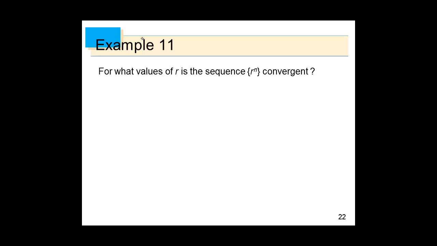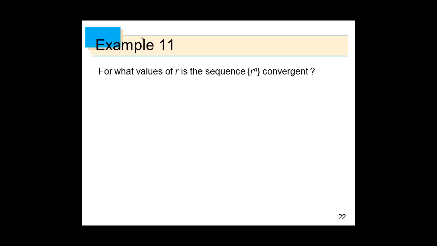Okay. Now, in this example, we will look at the sequence r to the n. Here, r is a fixed constant, okay? So the sequence is r to the 1, r to the 2, r to the 3, r to the 4, r to the 5, and so on. r is fixed. Now the question is, for what values of r is this sequence convergent? For example, if r is 1, it is obviously convergent because all the terms are 1. It's 1 to the 1, 1 to the 2, right? All the terms are 1 if r is 1. So when r is 1, it's convergent. So I want to know for what values of r is this sequence convergent?